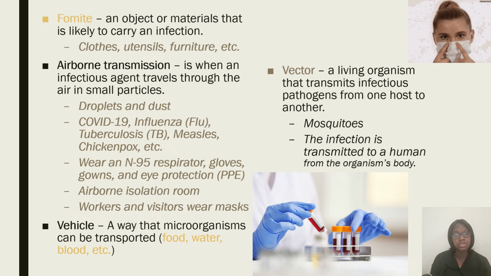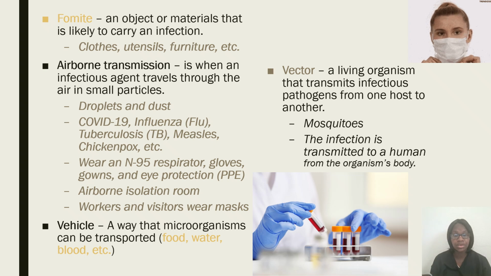You have your airborne transmission. This is whenever an infectious agent travels through the air in small particles like your droplets and your dust. You have COVID-19 for an example, the flu virus, tuberculosis, measles, chickenpox. You must make sure that you wear an N95 respiratory mask, gloves, gowns, eye protection. Airborne isolation room is where the patient has to be in. Then you have the workers and visitors must wear a mask that is going to come in contact with this patient.